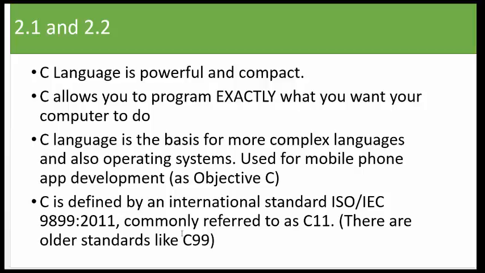C#. C is used, another version of C called Objective-C is used for programming mobile phone apps. But anyway, C is a very exact program. It's very powerful. It's very compact. It is very efficient in using the memory of your computer or your device that you're programming for.